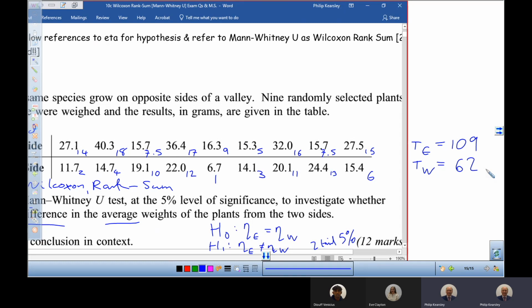Now, obviously, east side has a bigger rank sum total than west side. Unfortunately, they both came from a sample size of 9.